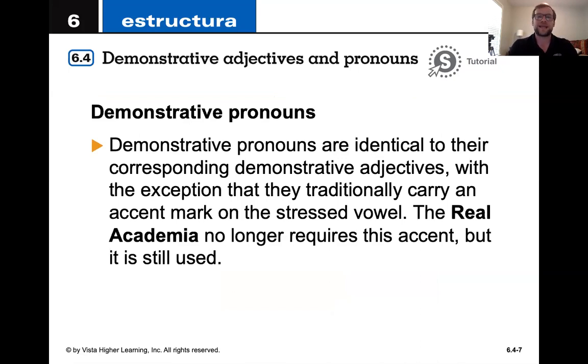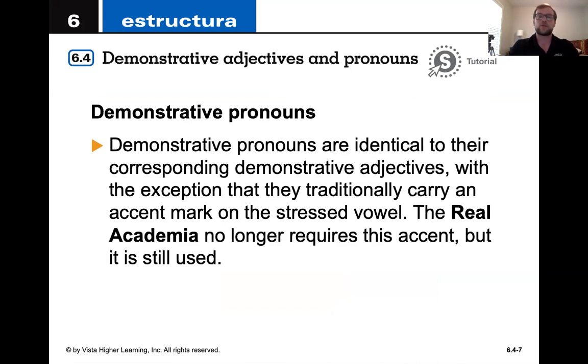Now, the difference here between our demonstrative adjectives and our demonstrative pronouns is that we're going to replace the noun with just a standalone pronoun. Demonstrative pronouns are identical to their corresponding demonstrative adjectives with the exception that they traditionally carry an accent mark on the stress vowel. That's no longer required by the Real Academia Española. However, it helps you keep them differentiated.